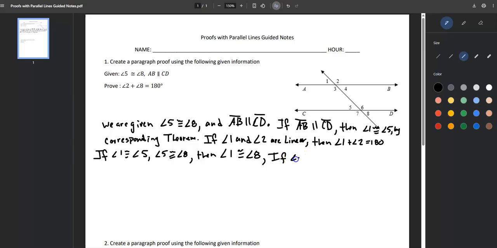If angle 1 is congruent to angle 8, then angle 2 plus angle 8 equals 180. And I'm going to put by substitution. And that's what I want to end with. So as long as I get to the end, that's what I'm looking for. Okay, really I'm just putting my logic thought down as we go.